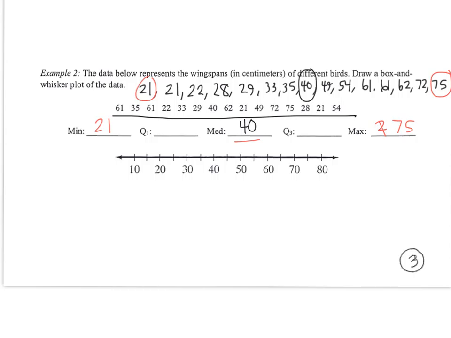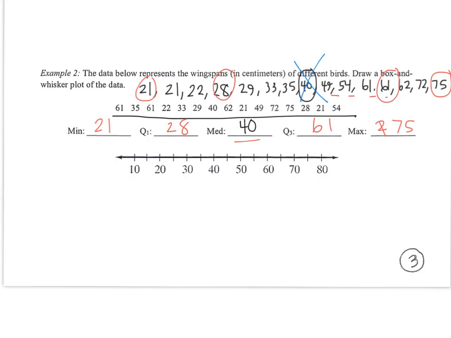So if you count, you're going to have 7, 1, 2, 3, 4, 5, 6, 7 on each side. So this is the middle number. To find the Q1 and Q3, you cross off the median. To find the Q1, you find the median of these numbers. So 1, 2, 3, 4, 5, 6, 7. The median number has to be the 4th number. So this is 28. So over here, the median number has to be the 4th number, 61, or the Q3. So if you can find the median, you can make a box and whisker plot.